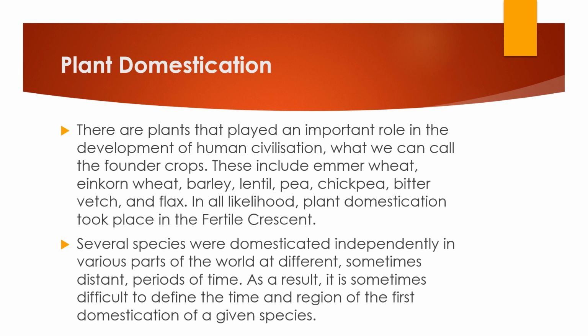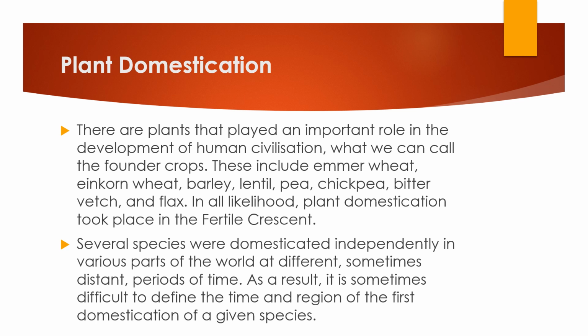Now, when we look at plant domestication, there are plants that played an important role in the development of human civilization, what we can call the founder crops. These include emmer wheat, einkorn wheat, barley, lentil, pea, chickpea, bitter vetch, and flax. In all likelihood, plant domestication took place in the Fertile Crescent.